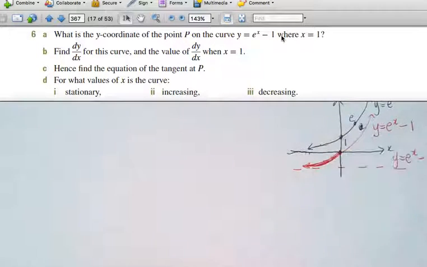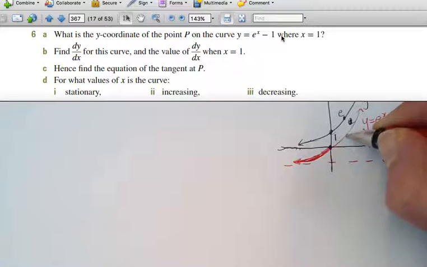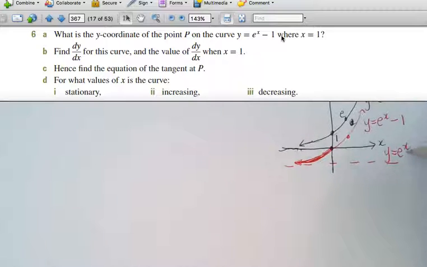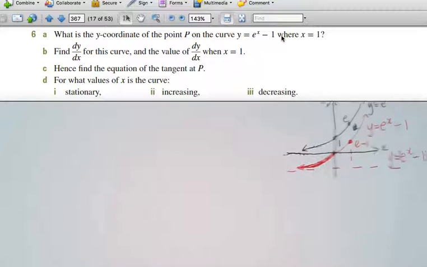Okay? Now, when you sketch a curve, you should be showing more than 1 point on the curve. I'm just going to put this other one. When x is 1, what would this point be? E to the 1 minus 1 is just e minus 1. Don't worry about it yet. We're going to be doing more of that next lesson. All right, so that's just my curve.